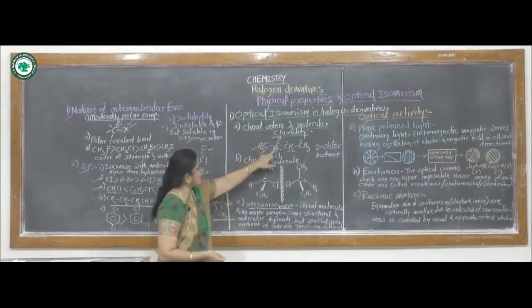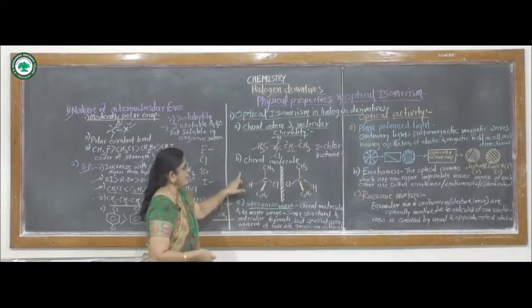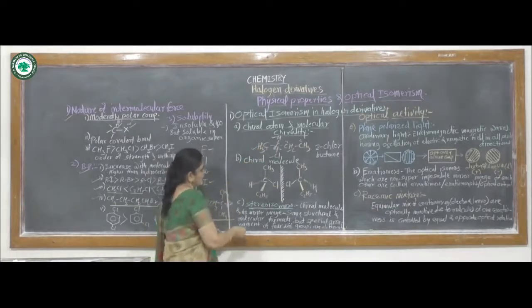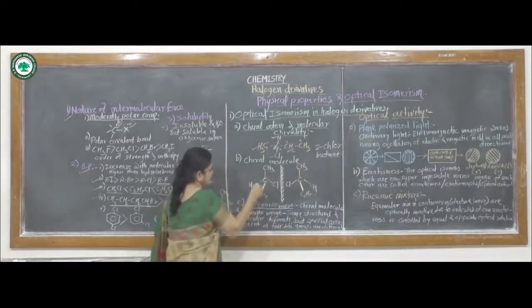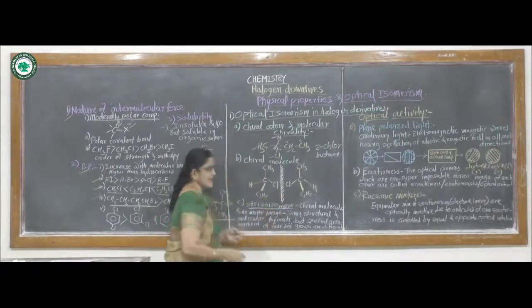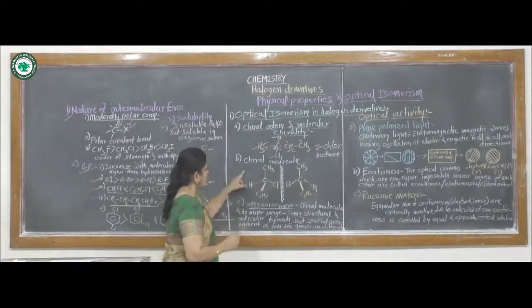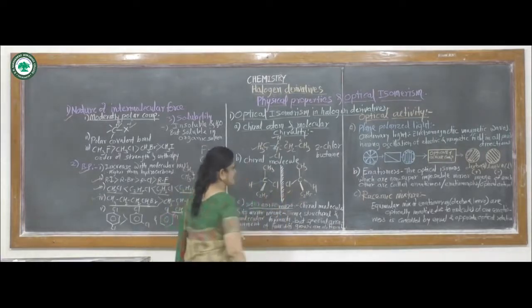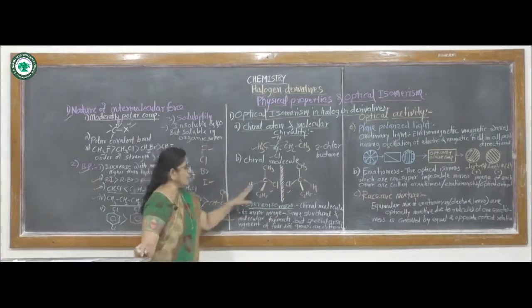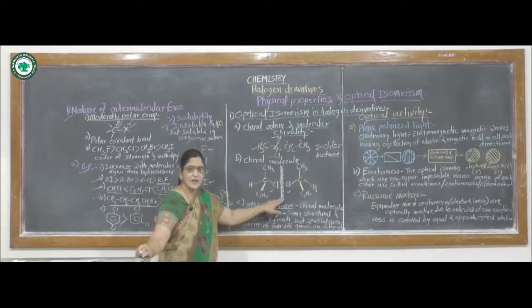Such a carbon atom is called a chiral atom, and this molecule is called a chiral molecule. That means this molecule has a mirror image. Suppose 2-chlorobutane has this mirror image, these 2 images are mirror images of each other. In a chiral molecule, the 2 mirror images are non-superimposable. Such molecules are called chiral molecules.